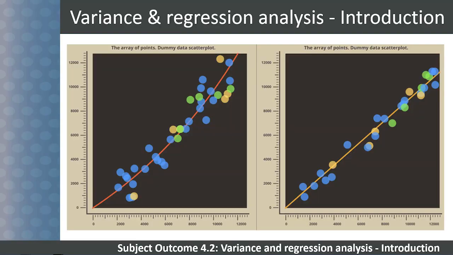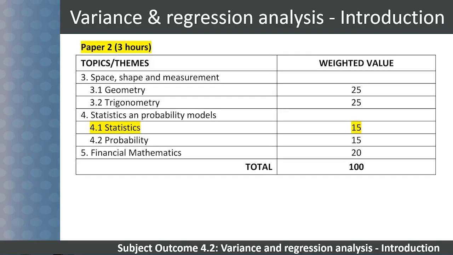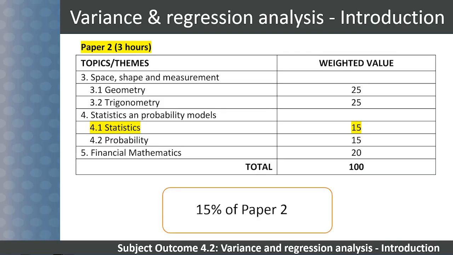Welcome back. This module will focus on Subject Outcome 4.2, which covers variance and regression analysis. Most students should have covered standard deviation and variance in Level 3. Regression analysis, however, is new to Level 4. Because the first subject outcome is not examined, we begin with examinable content for Topic 4 in the second subject outcome. Variance and regression analysis makes up 15% of Paper 2.